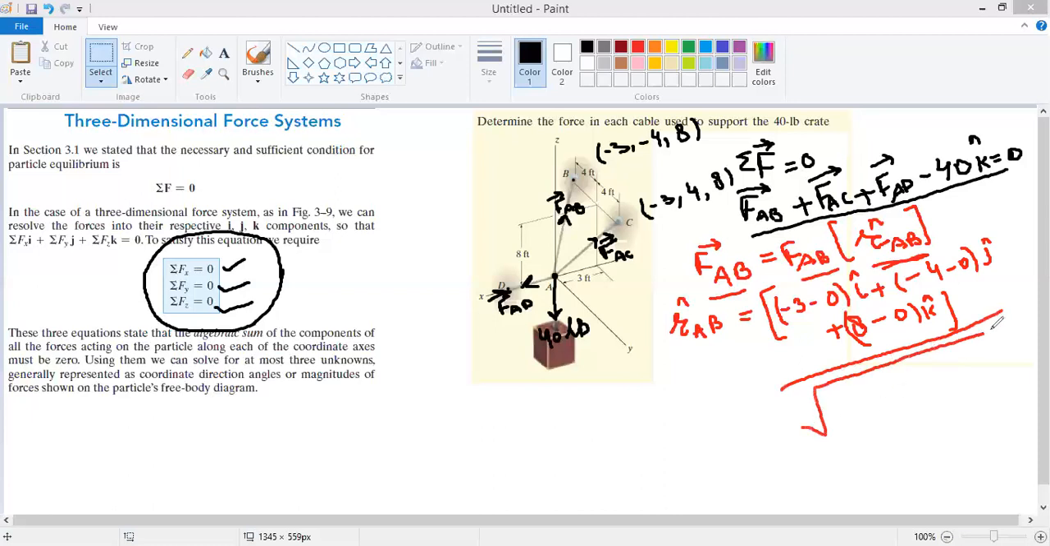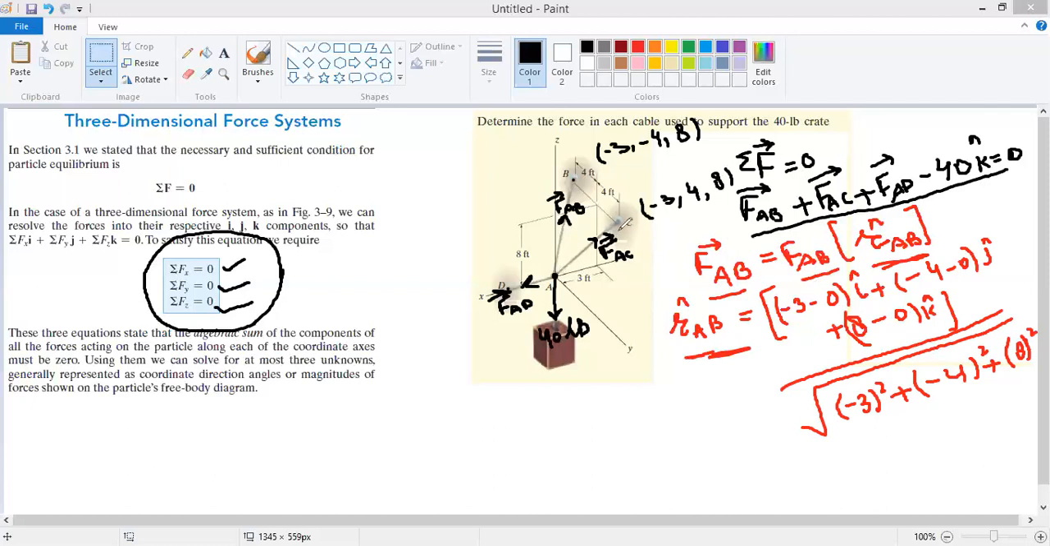The magnitude of this vector is minus 3 minus 0, whole square, that's minus 3 square, plus, this is how we write the distance between the 2 points in terms of the distance formula, minus 4 square, plus 8 square. Okay, so this represents the unit vector from A to B.